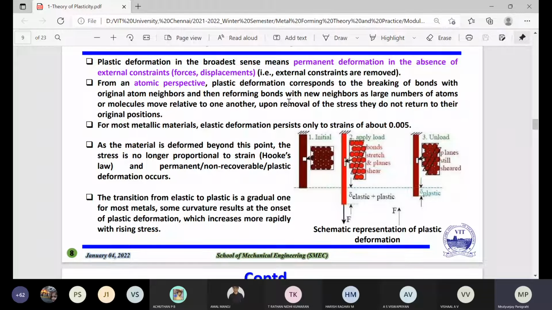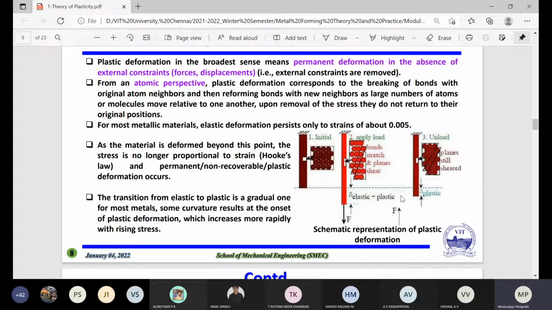Okay, if you remember that microstructure I have shown you. Initially the atoms you had, the stretched ones or the bigger ones, you have to detach them or deform them. Then from that deformation, you find some new grains or new small particles, if you remember. Then those atoms again increase there. Then finally you go for the grain growth. Okay. So here for most metallic materials, elastic deformation persists only to strains of about 0.005.